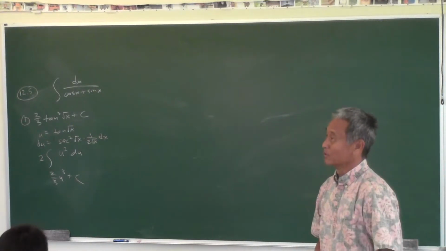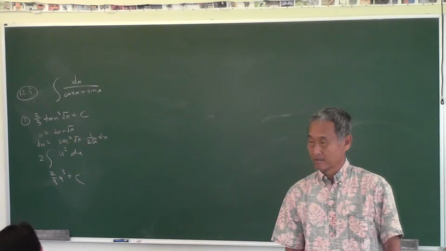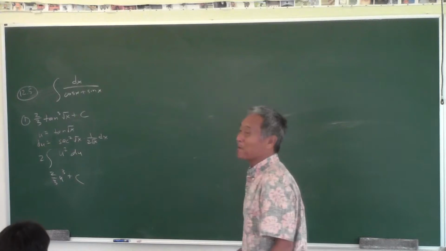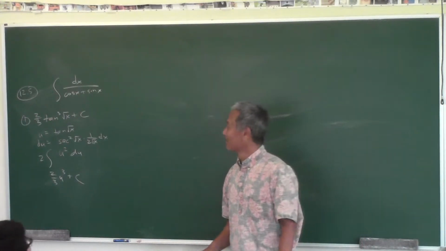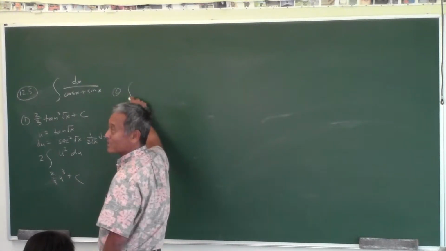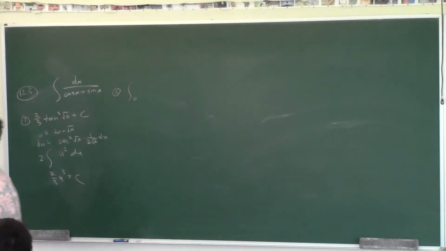Okay, what about number 2? 3/10? Yeah. I got 1/5 plus c. Oh, there's no plus c if it's a definite integral. Did you get 3/10? Are we going to end up doing them all? Maybe we should do it. It's 3/10.